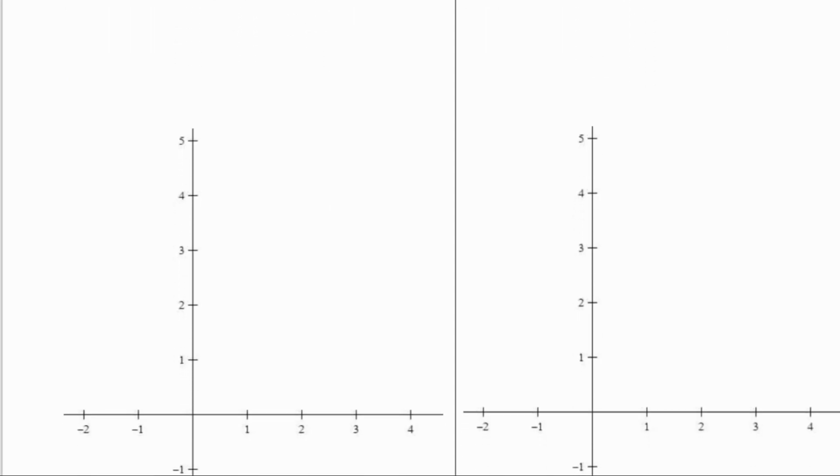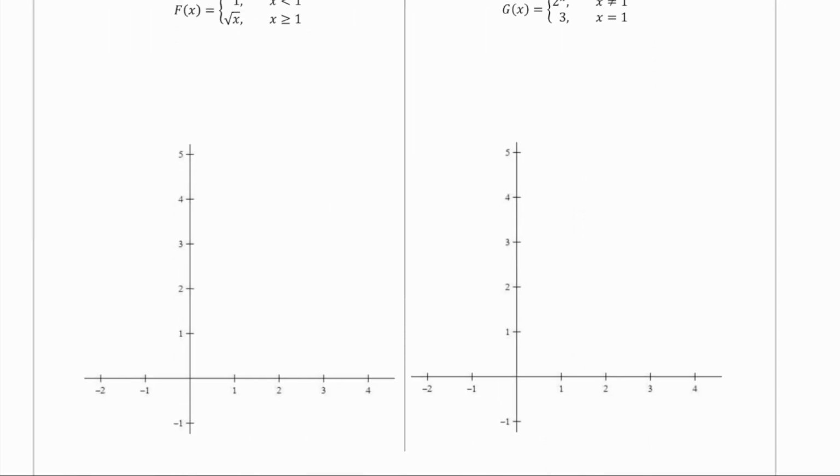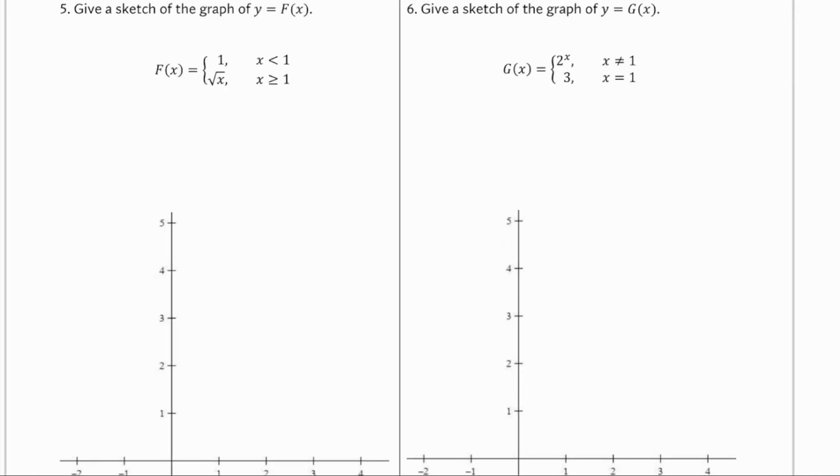All right, now with this one, I probably need to shrink this up a little bit. There we go. So if I need to sketch the graphs of these, I'm going to do them both at the same time in the same window. And y is equal to 1, that's right here for all x less than 1. So open circle there. And then square root of x where x is bigger than 1.